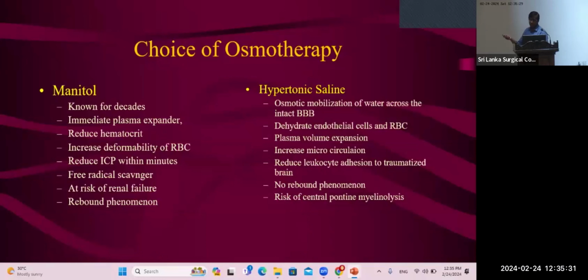In hyperosmolar therapy, I won't say there is no rebound phenomenon, but it's a very rare rebound phenomenon. And there's a risk of central pontine myelinolysis when you're giving rapid infusion of 3% saline. So mannitol and hypertonic saline are both equally effective at the end, but depending on the availability, you can use either. Sometimes the papers say that cerebral edema which is resistant to mannitol might respond to hypertonic saline. Any comments from the panel?